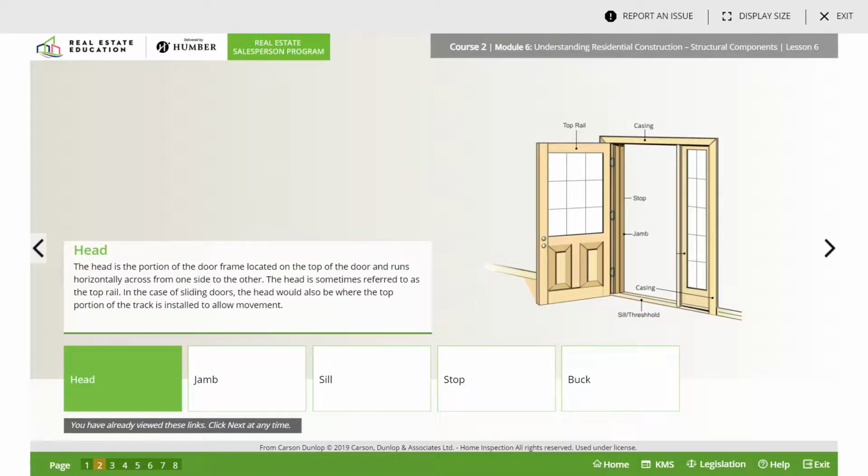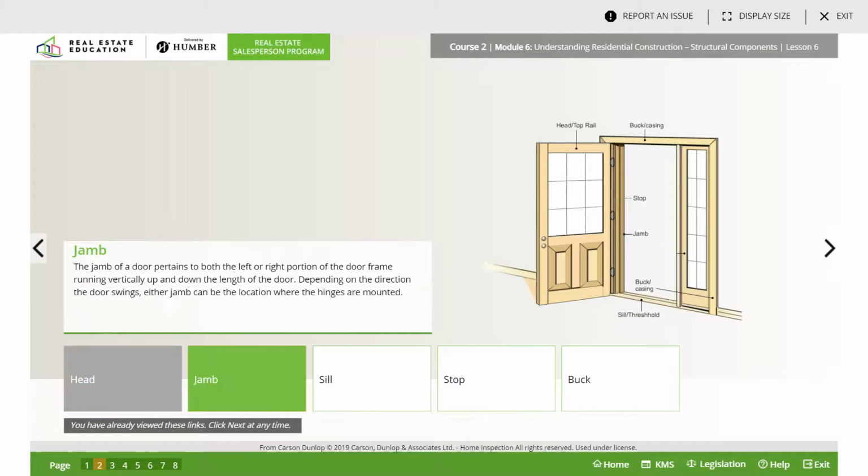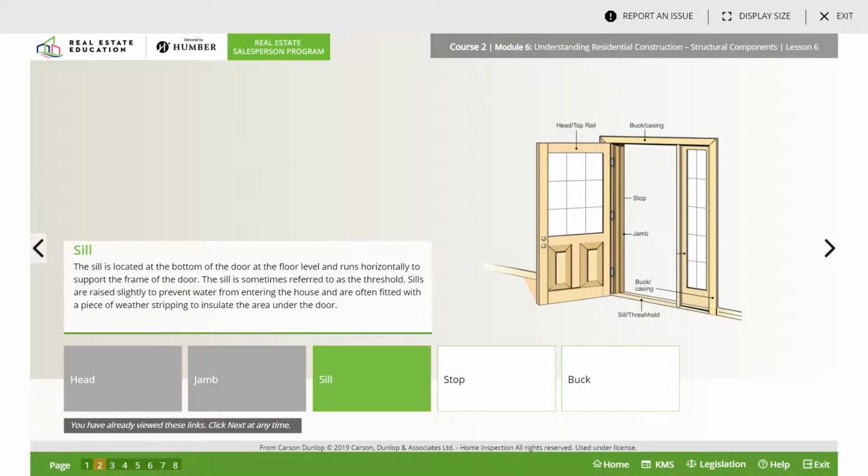Residential door components. There is a head. The head is a portion of the door frame located at the top of the door and runs horizontally across from one side to the other, sometimes referred to as a top rail. In the case of sliding doors, the head would be where the top portion of the track is installed to allow movement. A jamb. Jamb of a door pertains to both the left or the right portion of the door frame running vertically up and down the length of the door. Depending on the direction the door swings, either jamb can be located where the hinges are mounted.